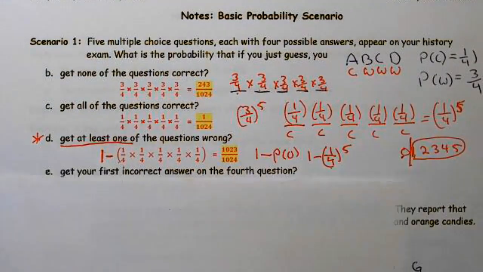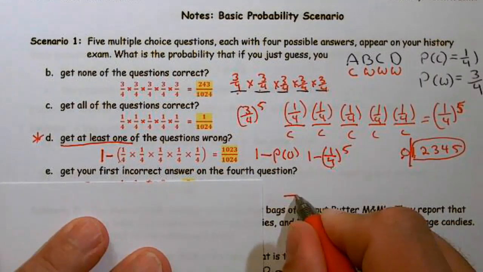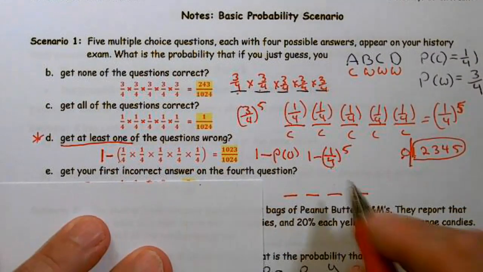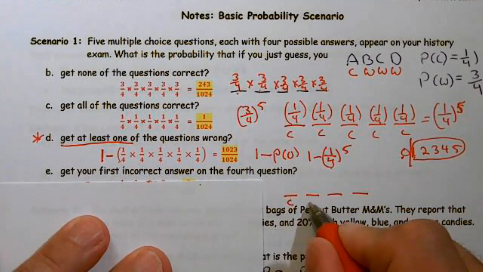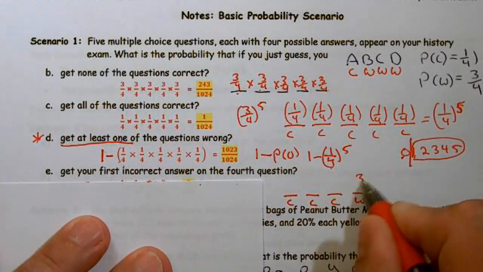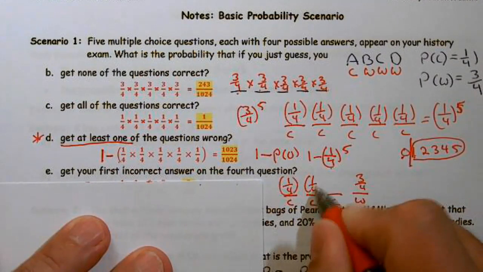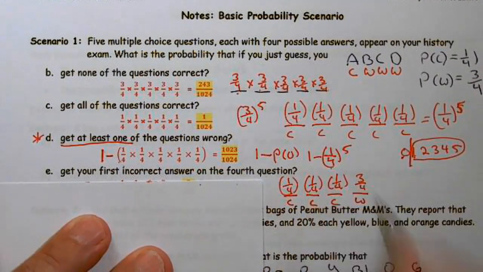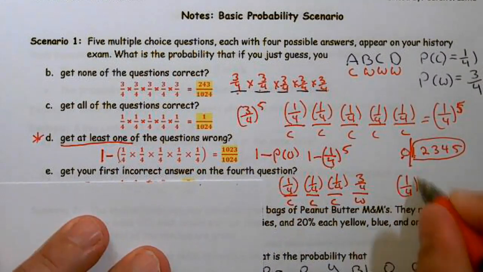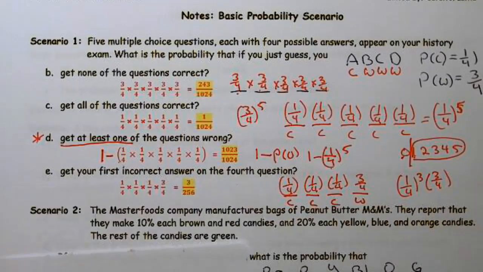Get your first incorrect answer on the 4th question. And I'm just telling you, the blank method works so well for this. First incorrect on the 4th question. That means this is correct, this is correct, this is correct, and this is wrong. The probability of wrong is 3/4, and the probability of correct is 1/4. Now, in this case, I probably would have filled in all the blanks, but it's not wrong to have written 1/4 to the 3rd power times 3/4.